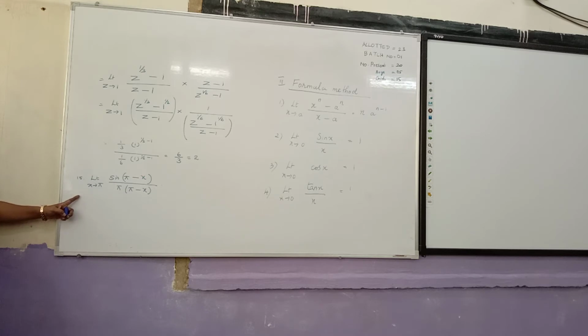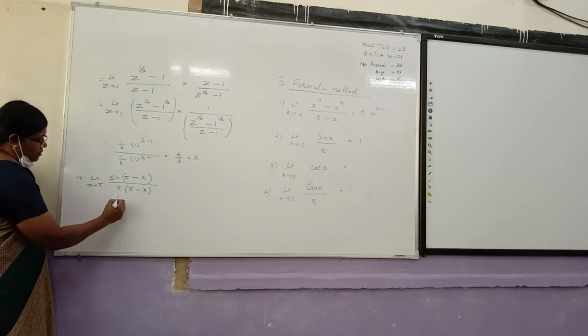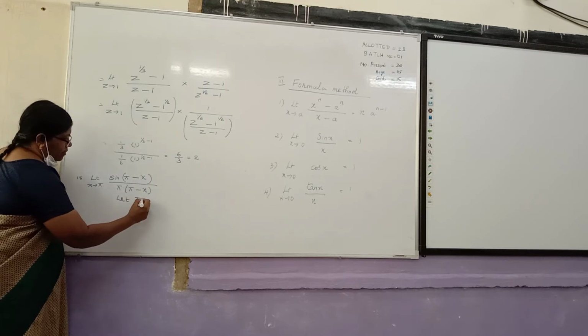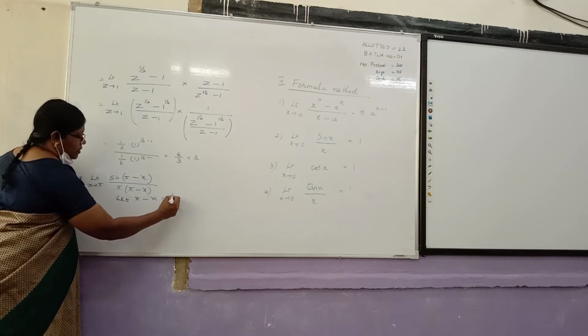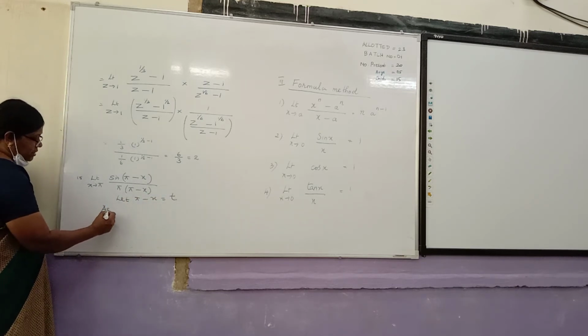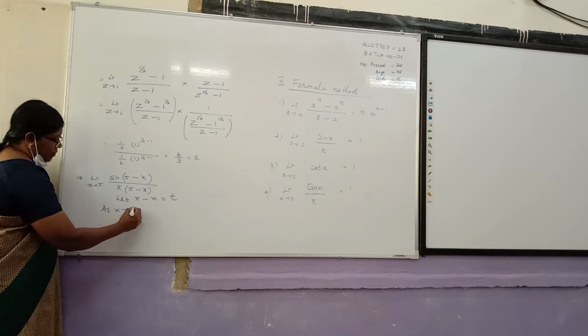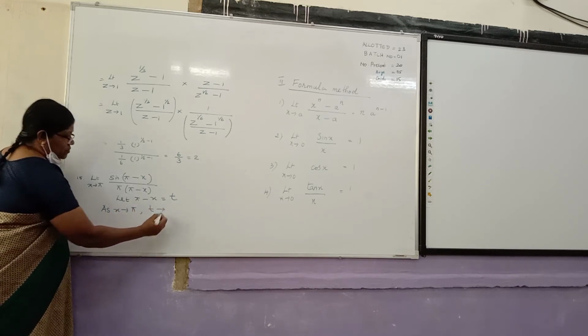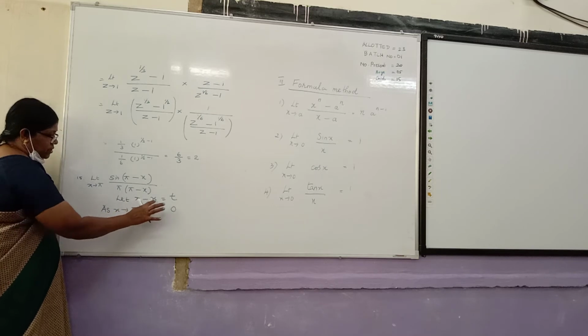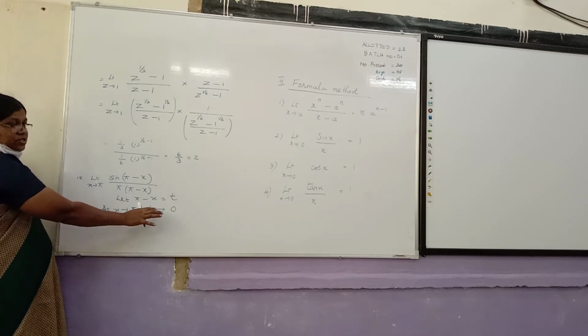Go for the next one. See, sin is coming. Sin means what should the limit be? 0. What are you getting? Pi. So what do I have to do? Substitution. Do one substitution. Let pi minus x equal to t. As x tends to pi, t tends to 0. Substitute x equal to pi, okay, so t tends to 0.